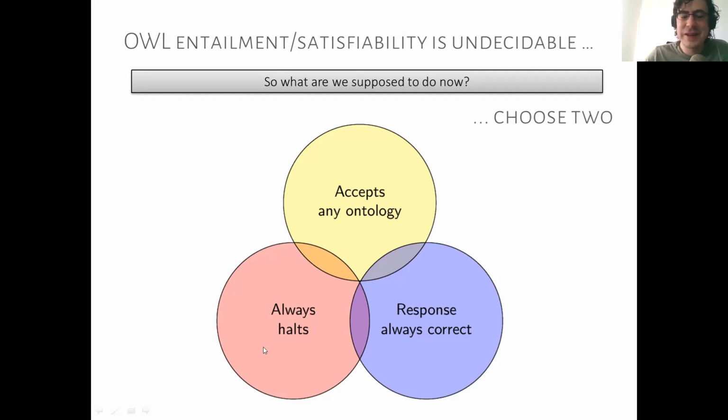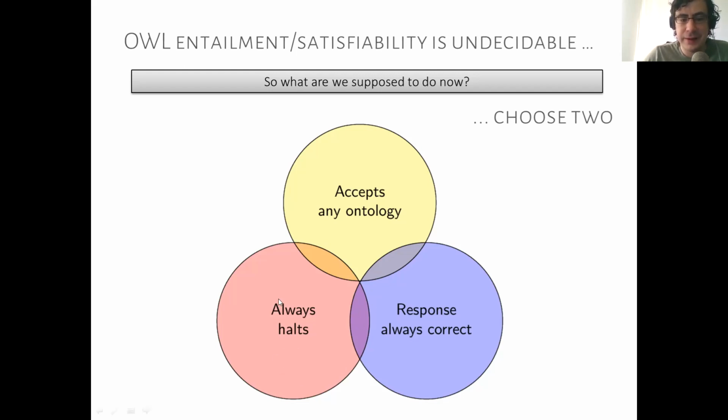But okay, the first option is that we need to choose two, right? We can have a reasoner that always halts, that accepts any ontology, and that always returns a correct response. We can choose two, but we can never have three, because to have three would imply that we have a sound and complete, correct algorithm that runs on any input and always halts, which would mean that the problem is decidable, right? So we need to choose two of these things.